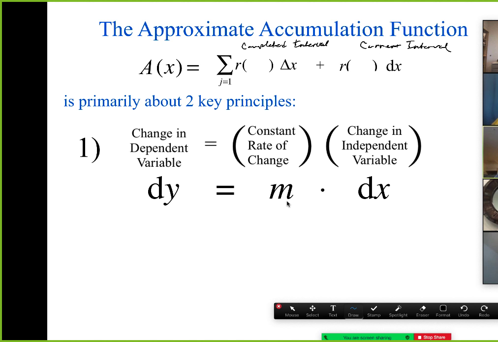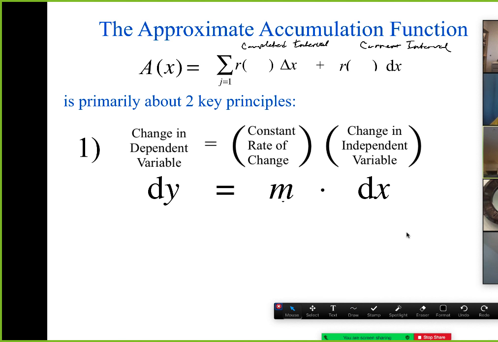Okay, so we see it in both places, right? We see it as accumulation in a completed interval. Change in dependent variables would be a little accumulation in a completed interval, and we have lots of those that we add up, right? And then we have some more little change in the dependent variable in the current interval, as far as dx. So huge, right? I mean, it's totally foundational.